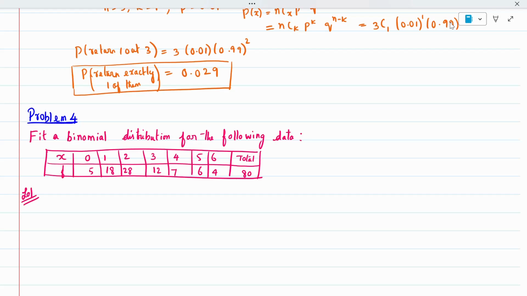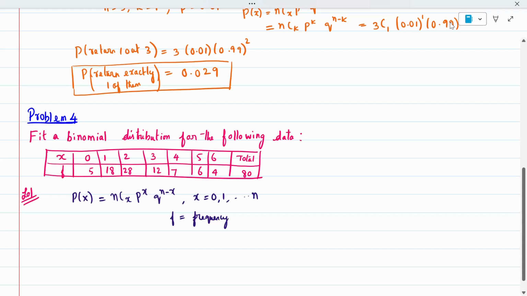For the binomial distribution, we know that the formula is P(x) = nCx p^x q^(n-x), where x is 0, 1, 2, up to n. You remember this formula. In the question, x is given and the frequency f is given. f is frequency.